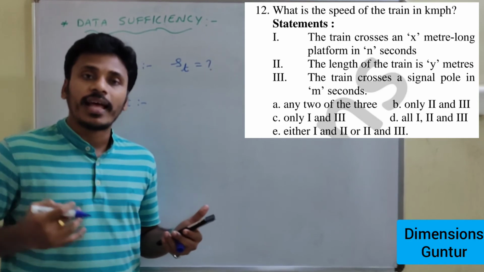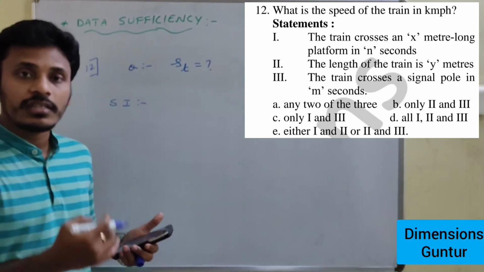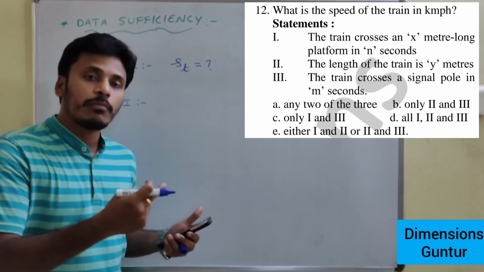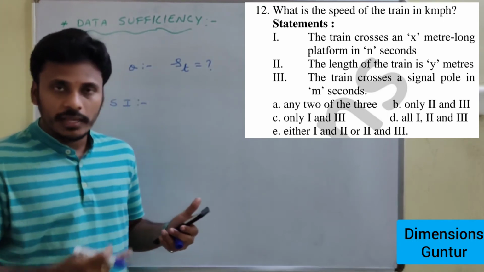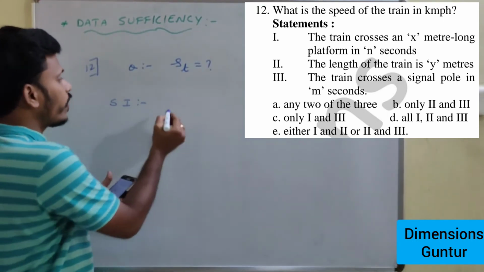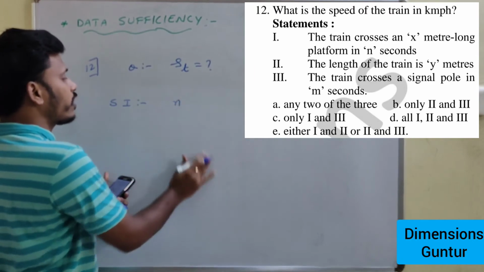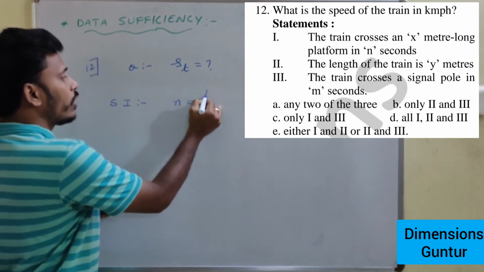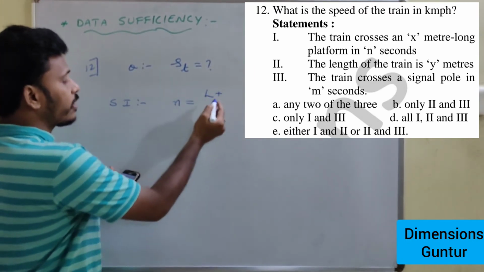We know that while crossing a platform, the train covers a distance equal to the sum of the length of the train as well as the length of the platform, and the time is given as n seconds. So from the first statement, time is equal to the distance covered by the train while crossing the platform.